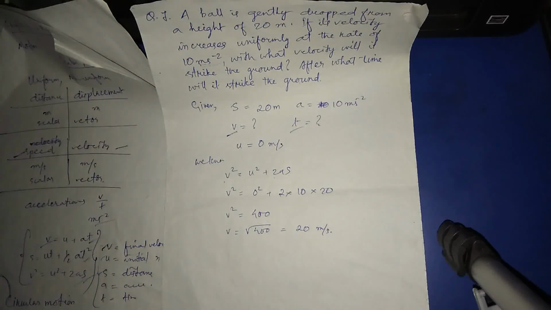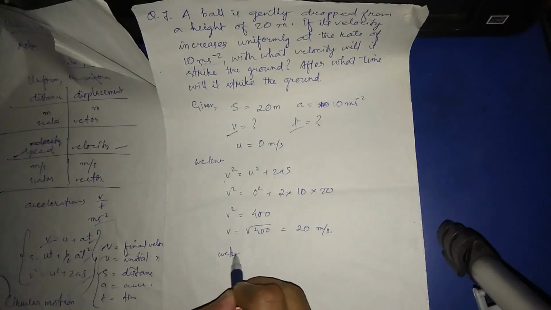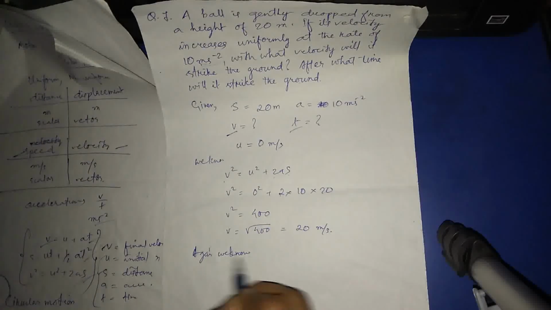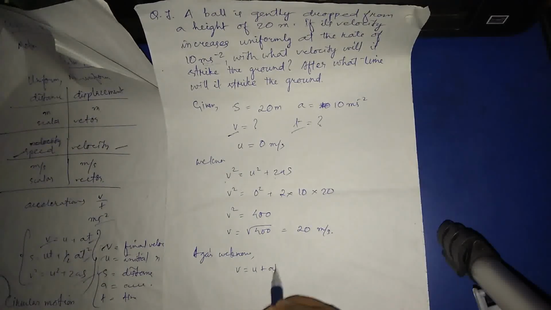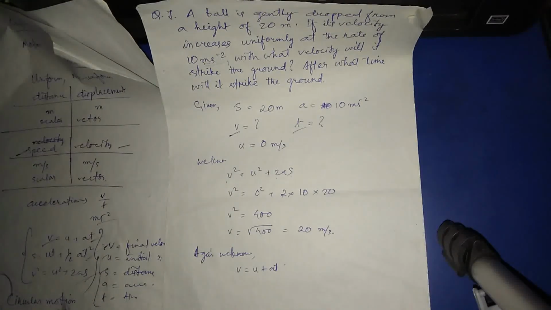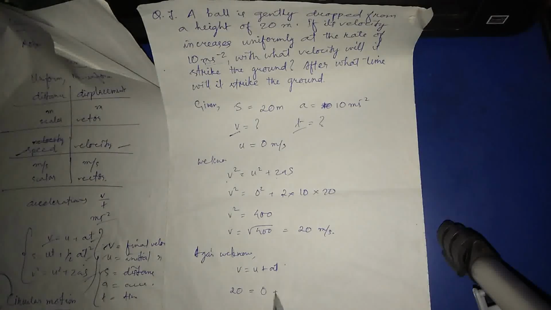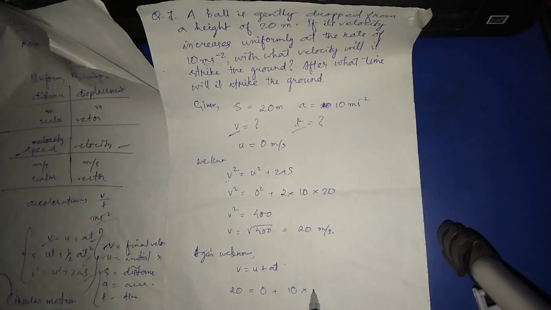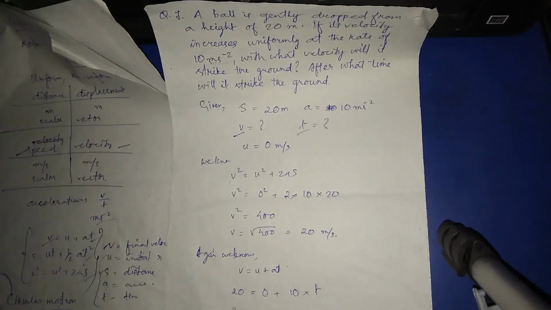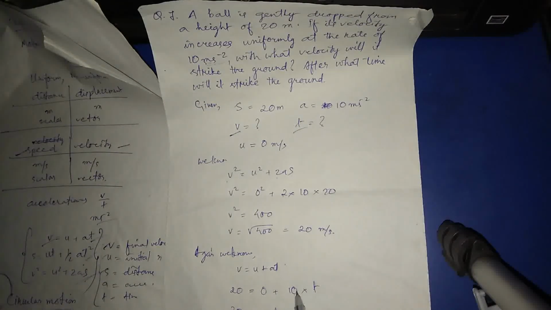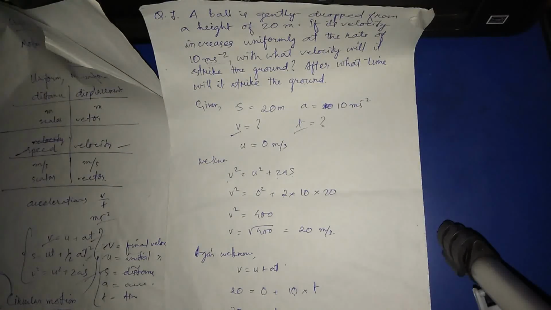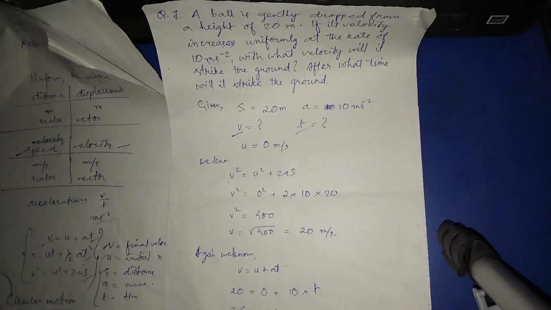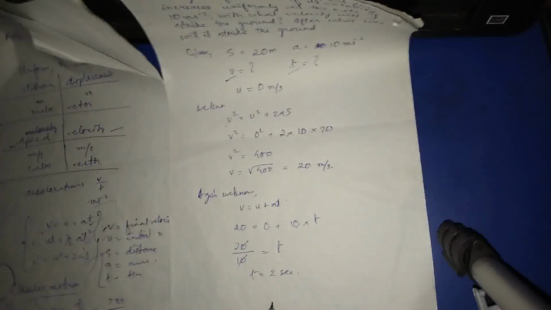Then again, now we are asked to find the time in which the ball will strike the ground. So we know that v equals u plus at. You can use the second formula or the first formula, any one of them. So v we know it is 20, u is 0, plus a is 10 into time, which is what we are asked to find. So 20 divided by 10 equals t, isn't it? So 10 is transferred this side, that's why it has gone to the denominator. So t equals 2 seconds.